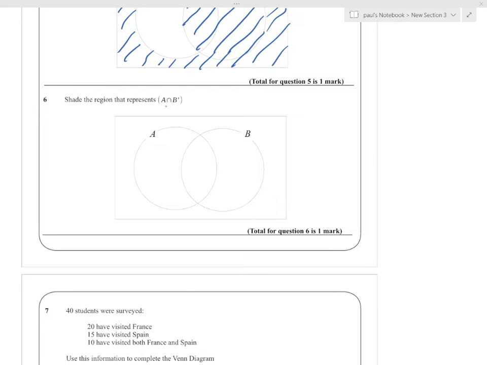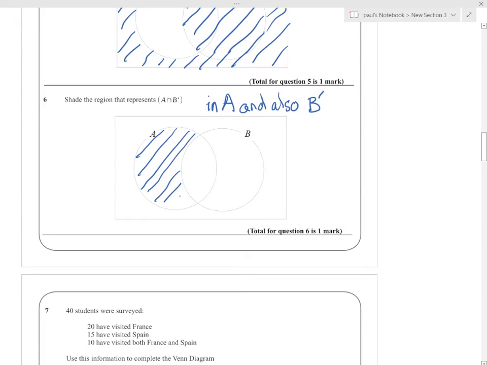Right, this one here. This is A. It's in A and also not in B. So everything that is in A and also not in B. Well, not in B you'd think that would be everything around the outside, but it's got to also be in A. So this region here is in A and it's also not in B, because it can't be around the outside, otherwise it wouldn't be in A.